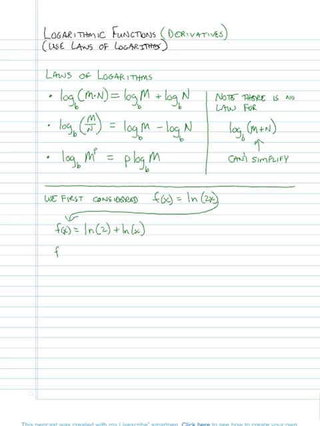f prime of x, well, that would mean we'd have to find the derivative of the right side, which is two parts. So we'd have to find the derivative of the natural log of 2, and then add to that the derivative of the natural log of x.